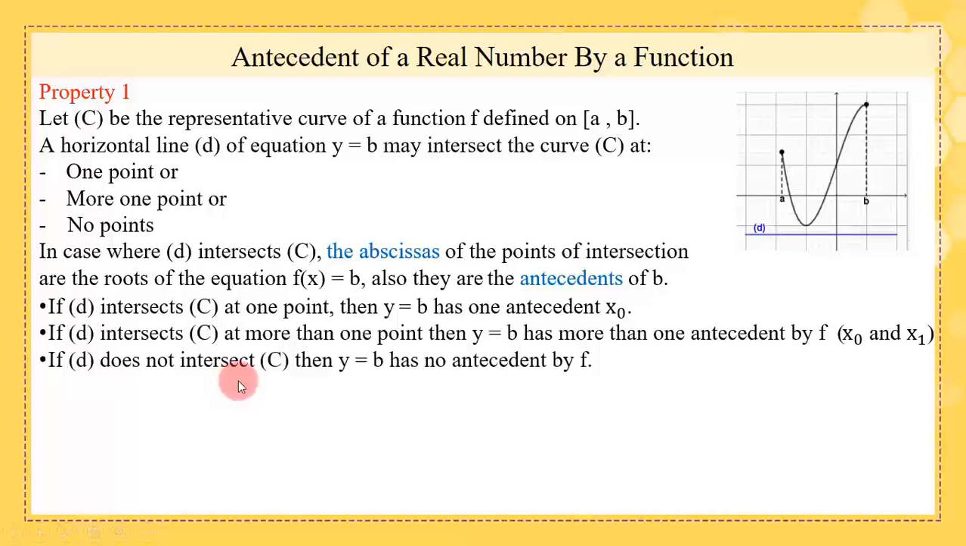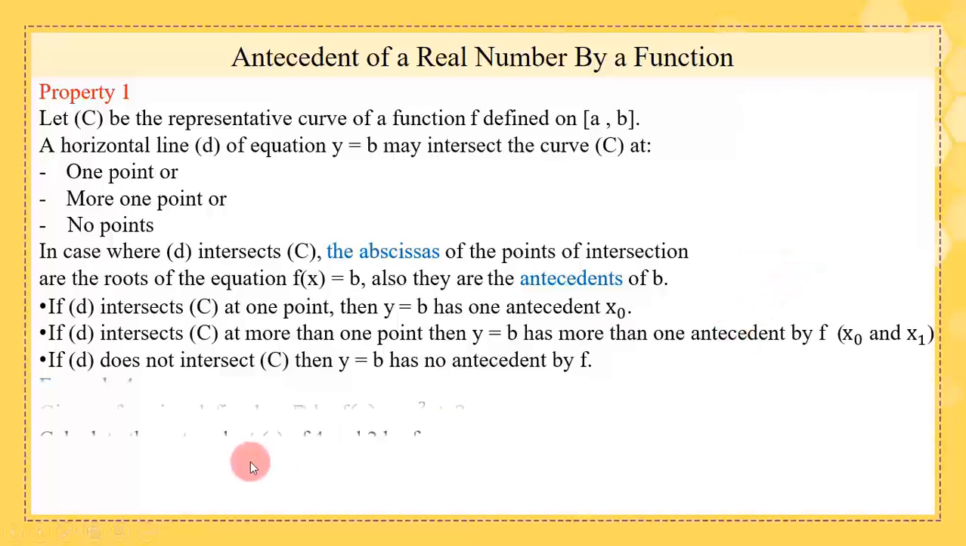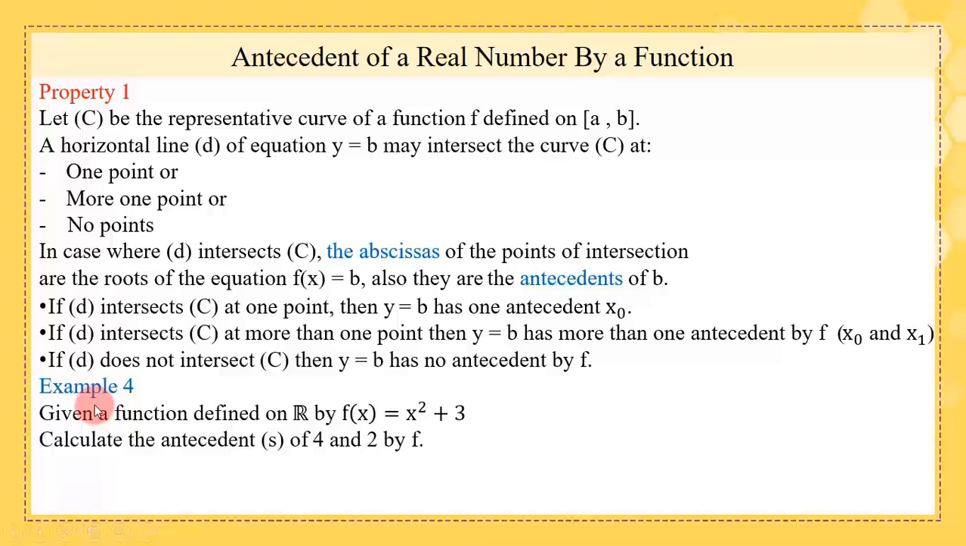If D does not intersect C, then y equal b has no antecedent by f, like you see in the figure above. Example number 4. Given a function defined on R by f of x equal x squared plus 3. Calculate the antecedent of 4 and 2 by f.